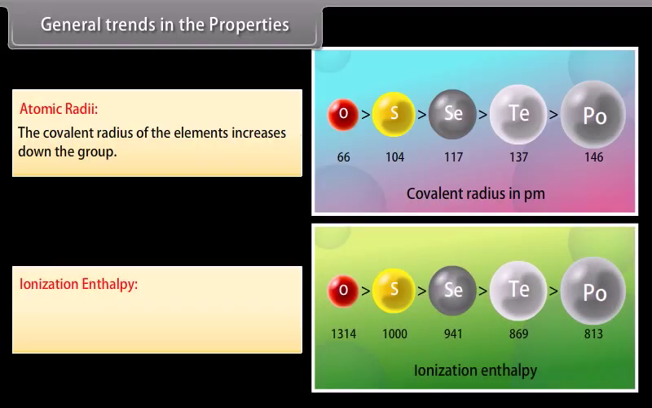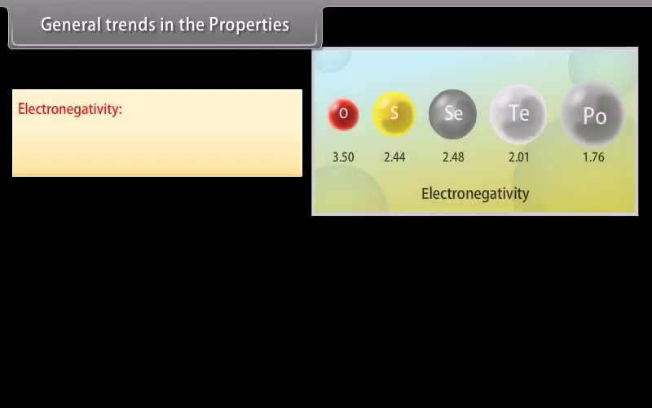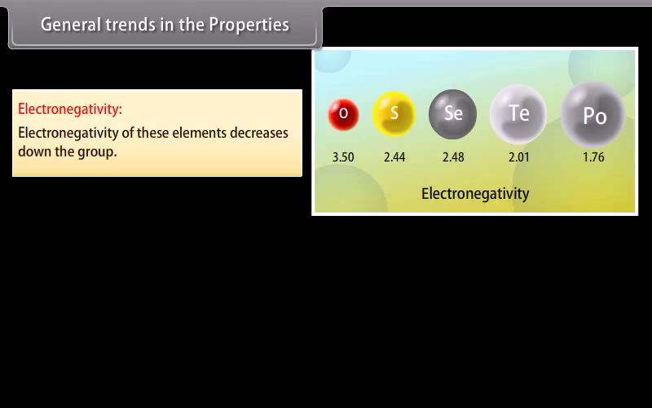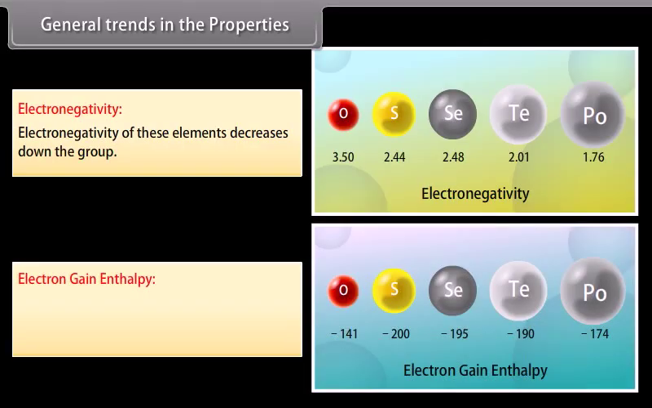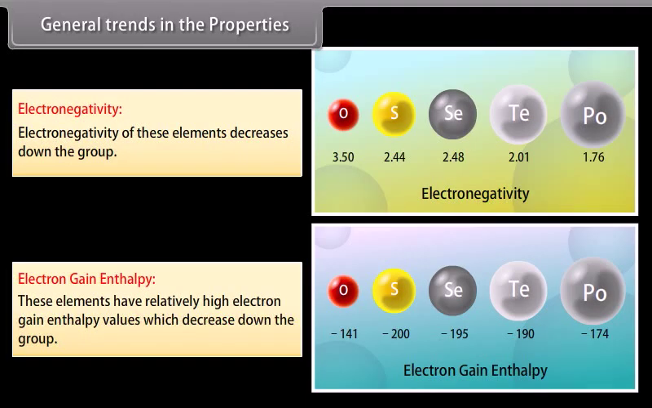Ionization enthalpy. The ionization enthalpy values decrease down the group. Electronegativity. Electronegativity of these elements decreases down the group. Elements of group 16 are characterized by high electronegativity. Oxygen is the second most electronegative element after fluorine. Electron gain enthalpy. These elements have relatively high electron gain enthalpy values which decrease down the group.